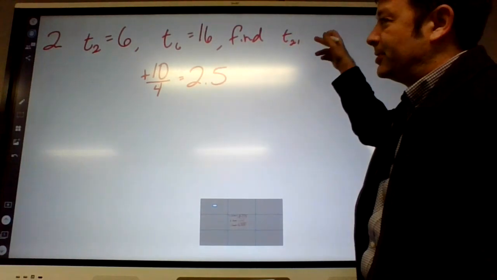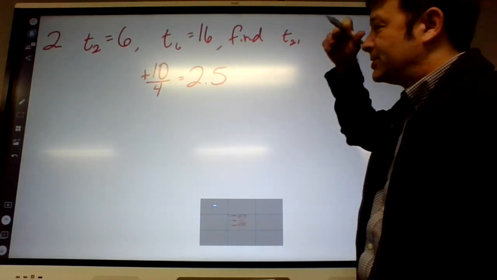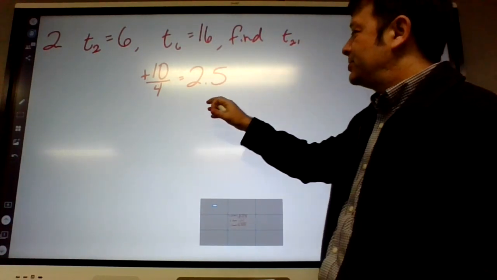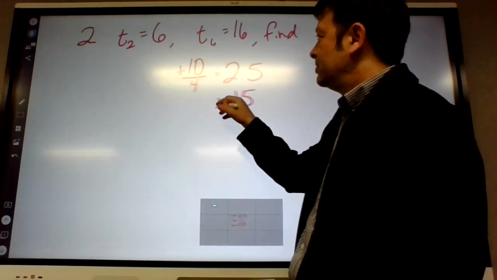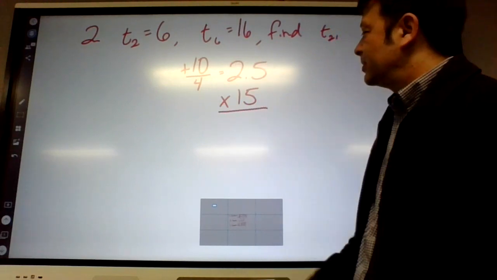How many terms are we going through? 15. 21 minus 6 is 15. So that means we need to add on 15 of these to the 6th term.